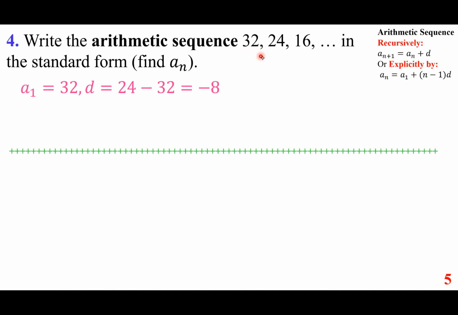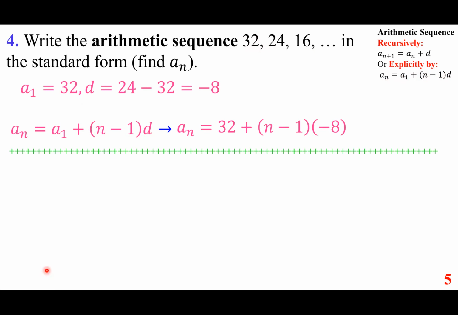Now that we have that, we're going to put it in the format a sub n equals a sub 1 plus n minus 1 times d. So a sub n equals a sub 1, which is 32, plus n minus 1 times d, which is negative 8. Now, if we simplify this, the answer is minus 8n, and the 32 and 8, they add up to 40.